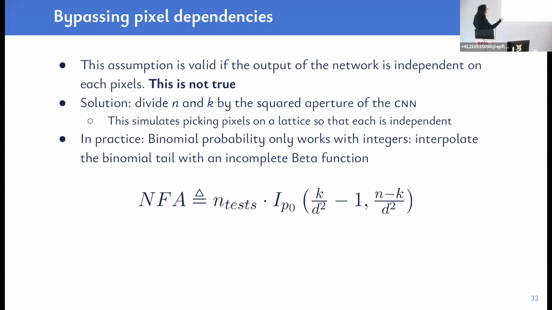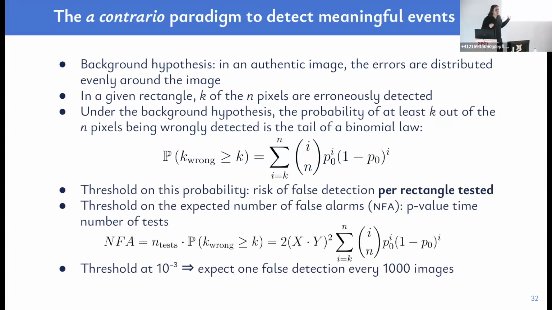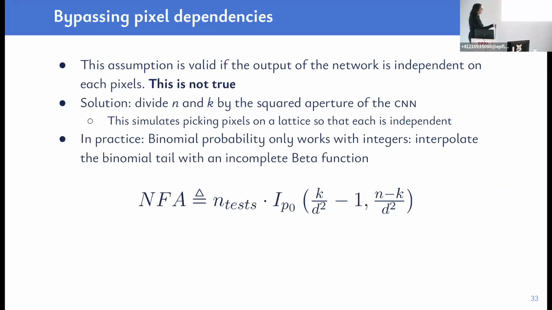In practice, this is a binomial law. You cannot use binomial laws with float values, but you can actually interpolate the binomial law with a special function that is called the incomplete regularized beta function. I won't go into the mathematical details of why you can do it, but basically just know that you can interpolate the binomial law to work on floating values, which gives you the final test you can threshold to get a kind of guarantee on the number of false positives.